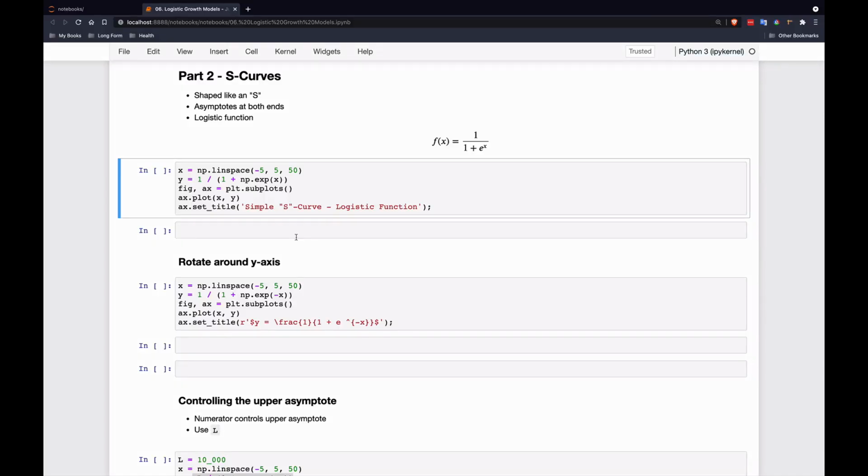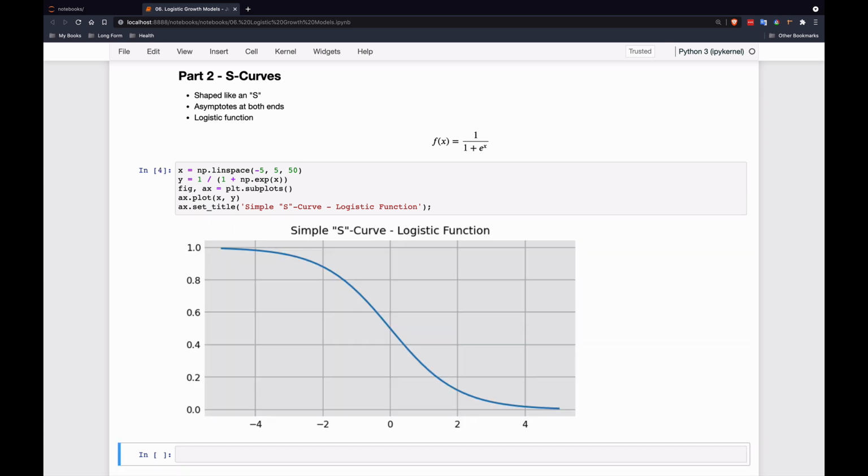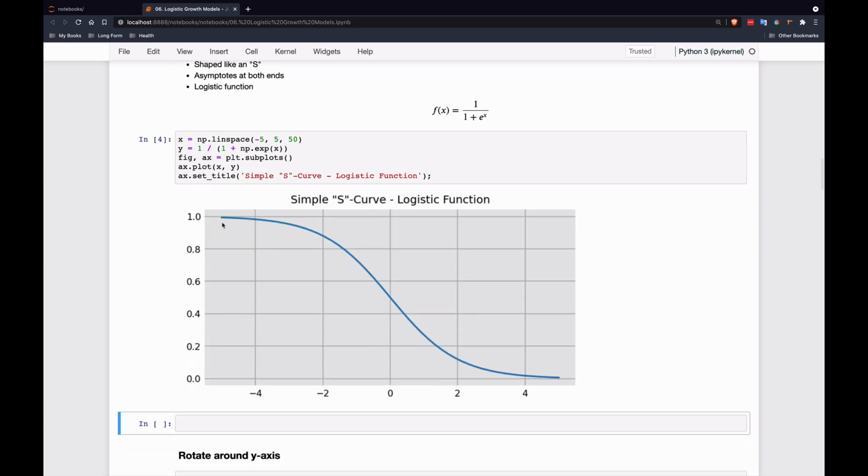In this video, we're going to cover a class of functions that are shaped like an S and have asymptotes at both ends. One of these functions is called the logistic function and has this particular formulation over here, 1 over 1 plus e to the x. Let's go ahead and plot this to see what it looks like. As you can see, we have a simple S-curve that has asymptotes at 1 on the left side and 0 on the right side.